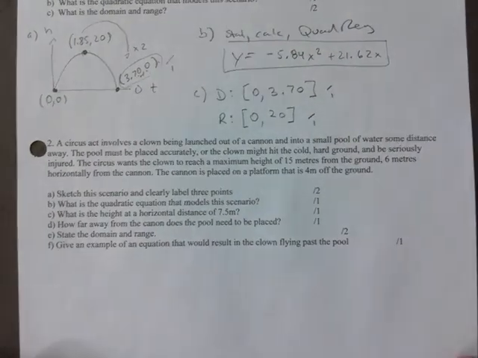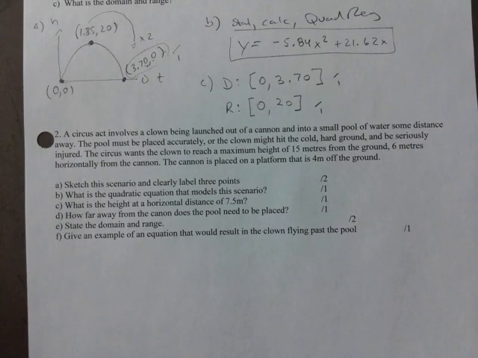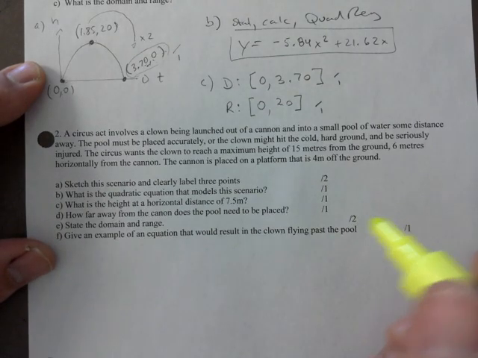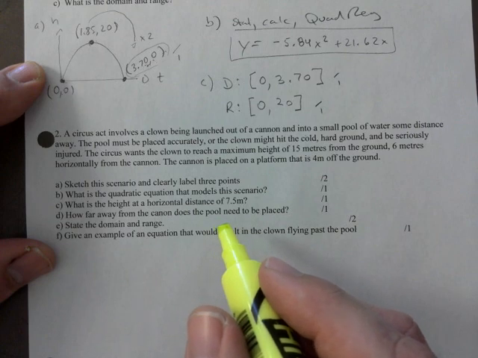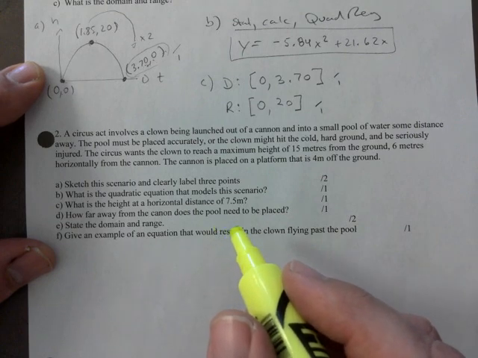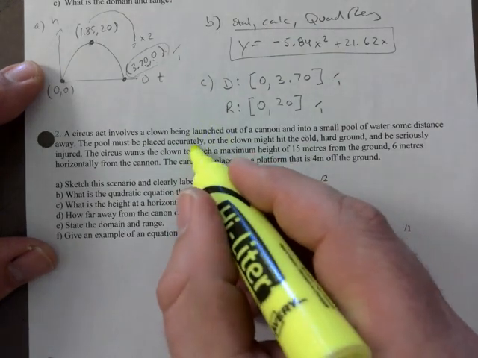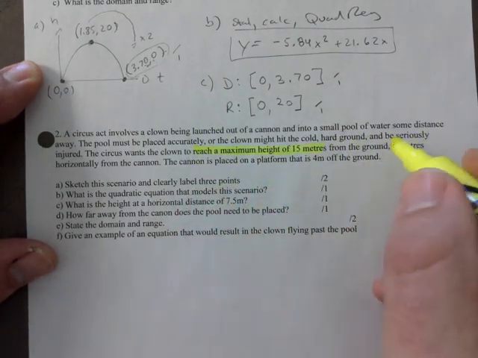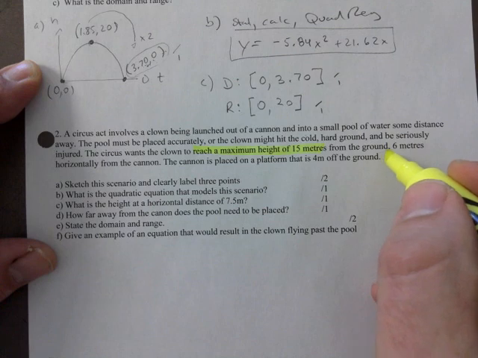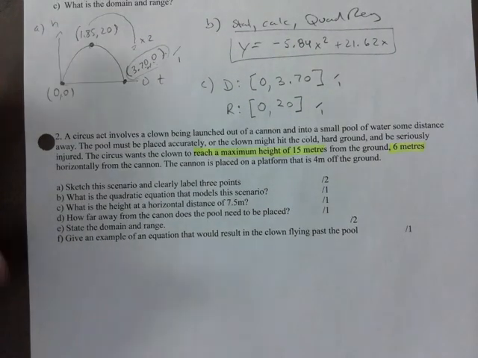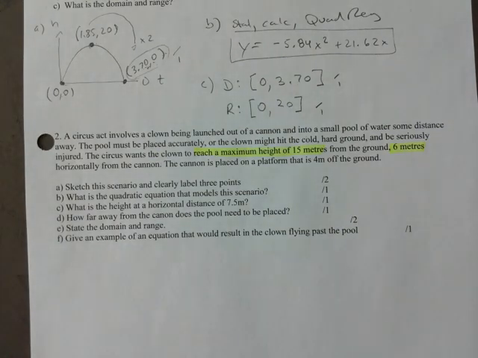Then the next here: a circus act involves a clown being launched out of a cannon into a small pool of water some distance away. The pool must be placed accurately or the clown will hit the ground. There's a maximum height mentioned here: reaches a maximum height of 15 meters from the ground, and that'd be 6 meters horizontally. So they give you both coordinates for the vertex there.